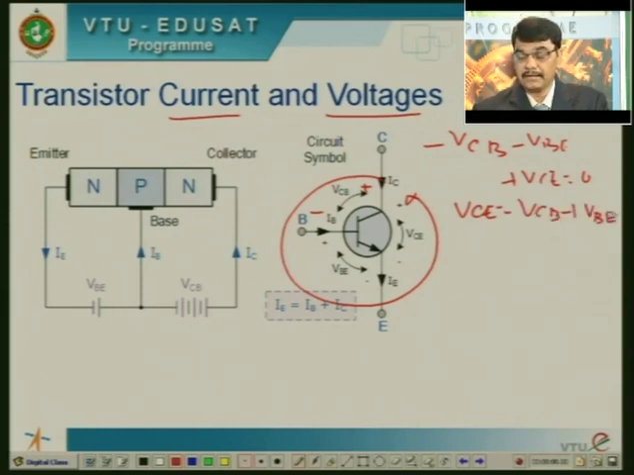This is the voltage relationship. This is useful for modeling a transistor, one point. This can be obtained by using an Ebers-Moll model.